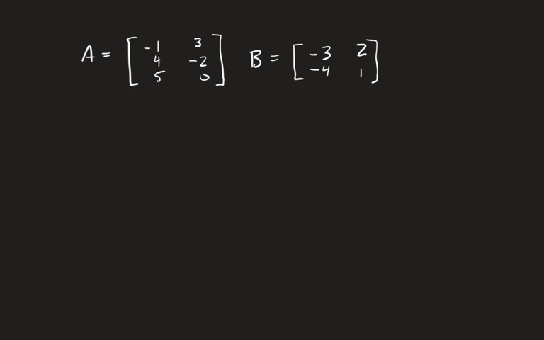Now, when you're multiplying, that's not actually the case. So, for example, this is a 3 by 2, and then this is a 2 by 2.